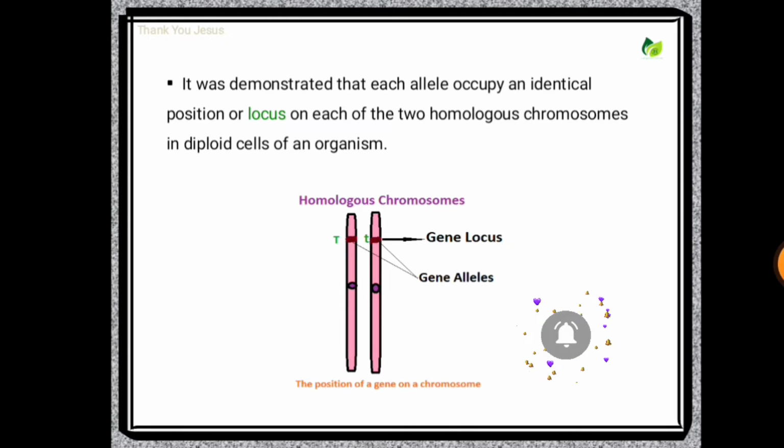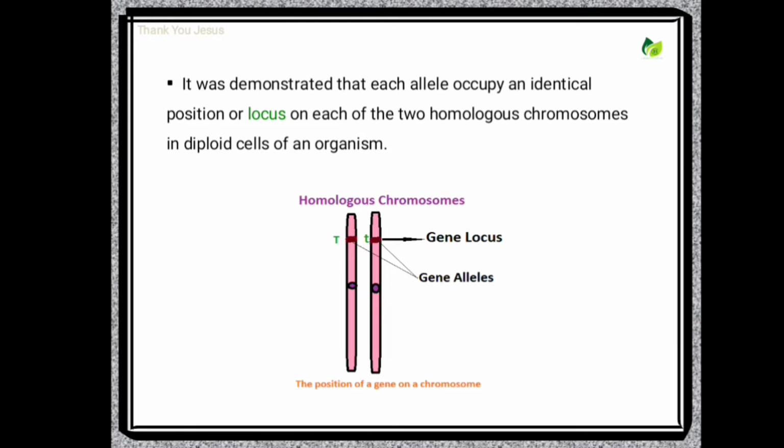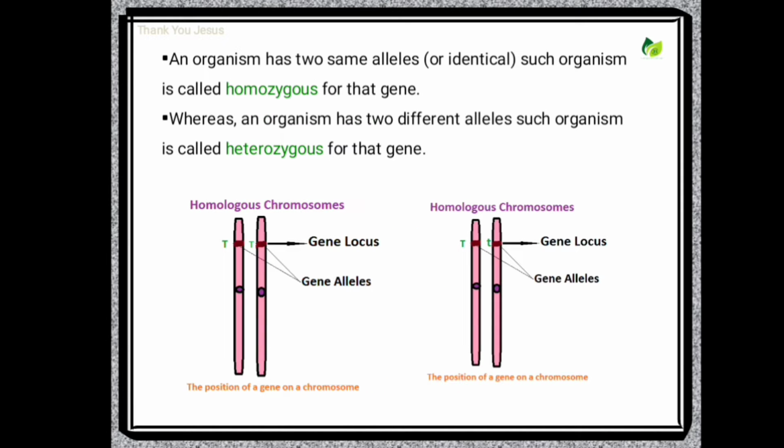So look at the picture carefully. Alleles occupy an identical position or locus on each of the two homologous chromosomes. Okay, so they are present at the same position. This is one allele, and this is the other allele. Both are alternative forms, you have to remember. They are present on an identical position or locus on each of the two homologous chromosomes in diploid cells of an organism. You have to remember that these two alleles belong to the same gene.